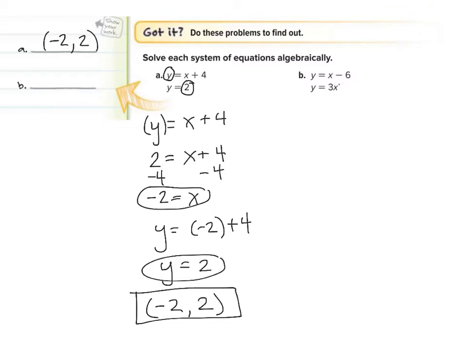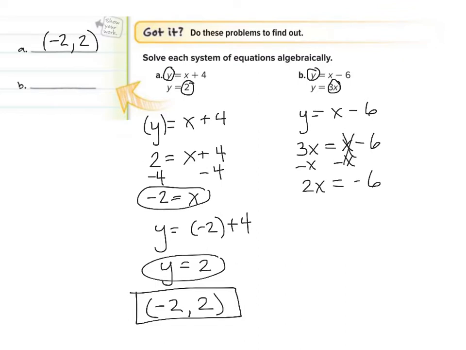So we'll substitute in 3x for y, since I know that 3x equals y for the second equation. So y equals x minus 6. Substitute in the 3x for y. 3x equals x minus 6. Subtract x from both sides of the equation. And we're left with 2x on the left and negative 6 on the right. Then I can divide by 2 on both sides to get x by itself. 2x divided by 2 is just x, and negative 6 divided by 2 is negative 3.